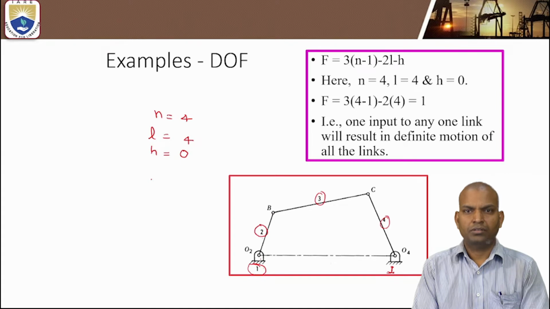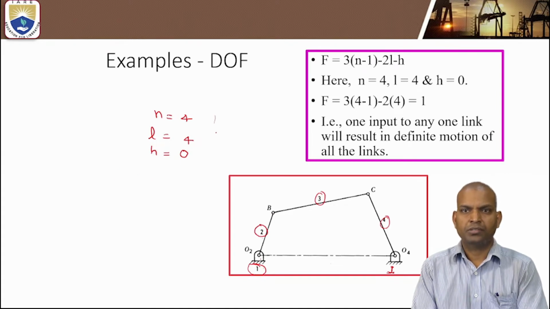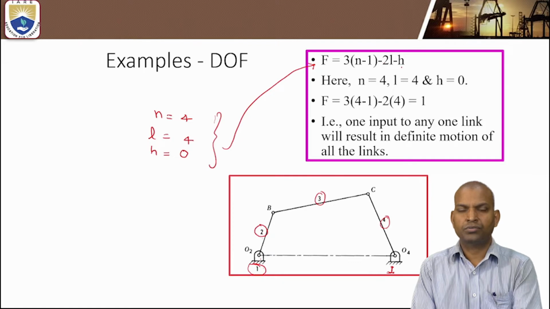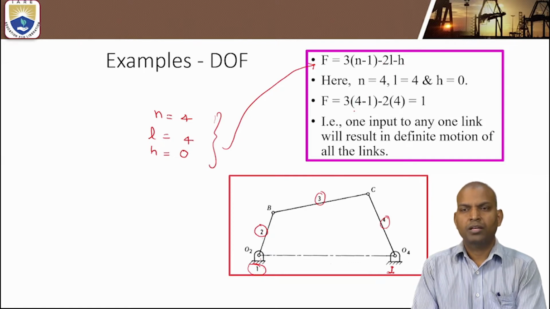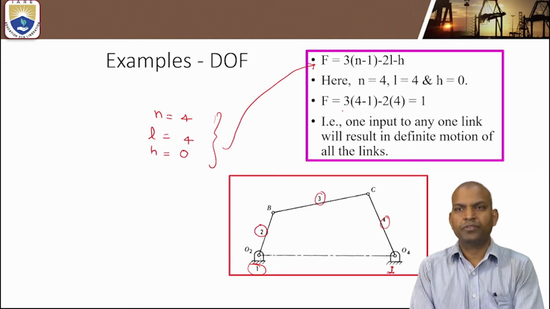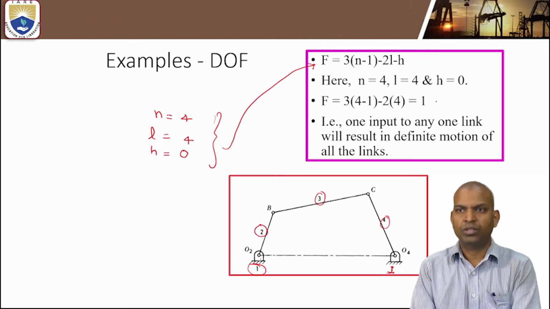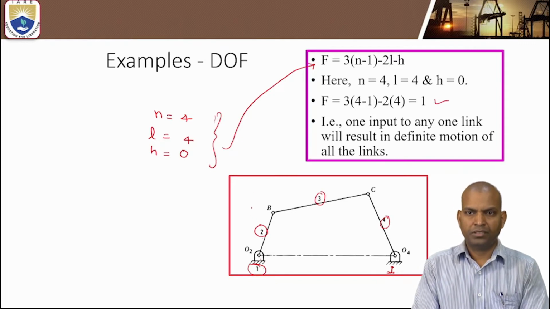Substitute these values into the formula, that is, degrees of freedom F equals 3 into (n minus 1) minus 2L minus H. So n equals 4 and L equals 4. Substitute here, then what is the degree of freedom for this mechanism? That is 3 times 3, 9, 9 minus 8 equals 1. The degrees of freedom for this 4-bar mechanism is 1.